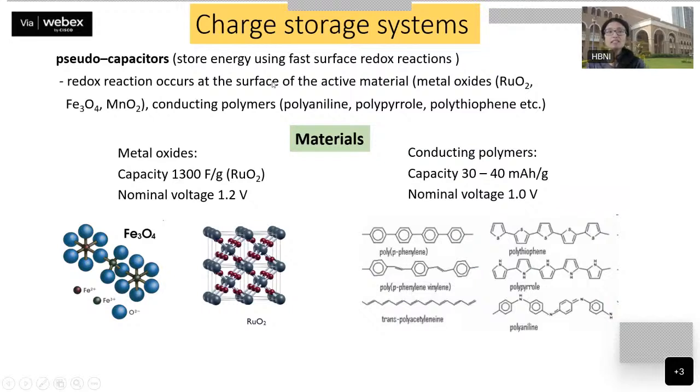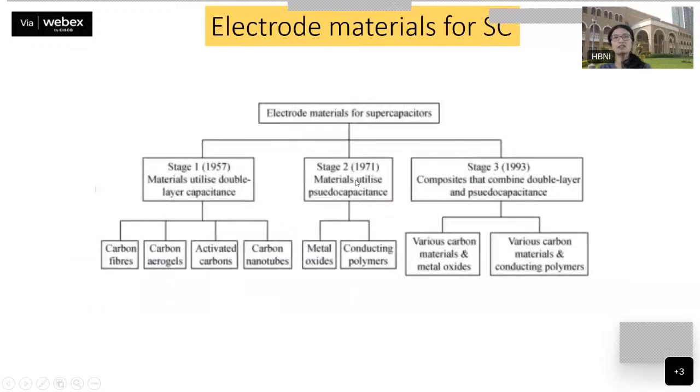And for the pseudocapacitors, the redox reaction needs to occur at the surface of the active material, and here the active materials are mostly metal oxides like ruthenium oxide, manganese oxide, iron oxide, and you can also have conducting polymers like polyaniline, polypyrrole, polythiophene, etc. The capacity in the case of conducting polymers is 30 to 40 milliampere hour per gram with the nominal voltage, whereas for the metal oxide it is around 1400 farads per gram. The nominal voltage is 1.2 volts. So these are the different charge storage systems you have in the case of pseudocapacitors.